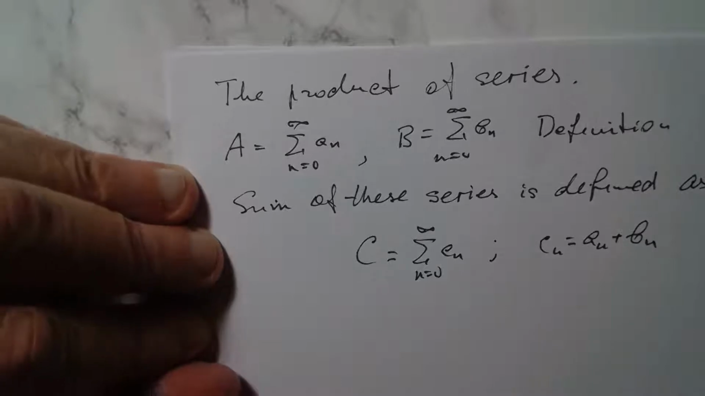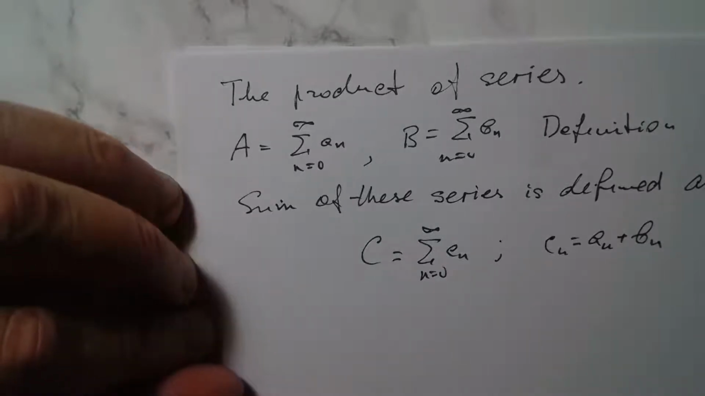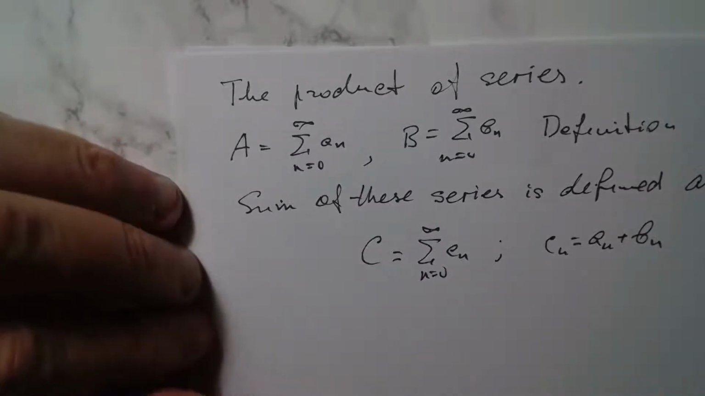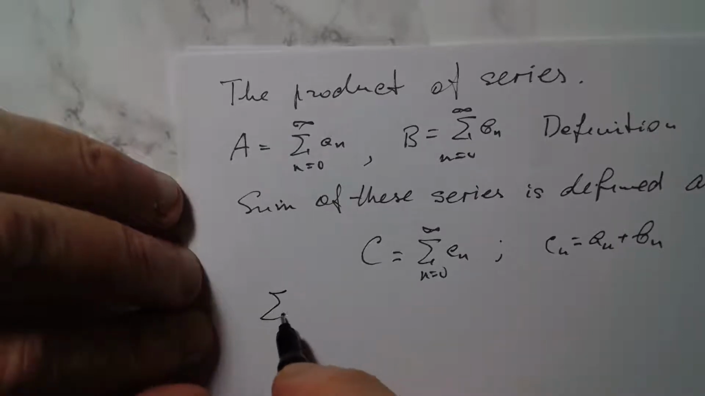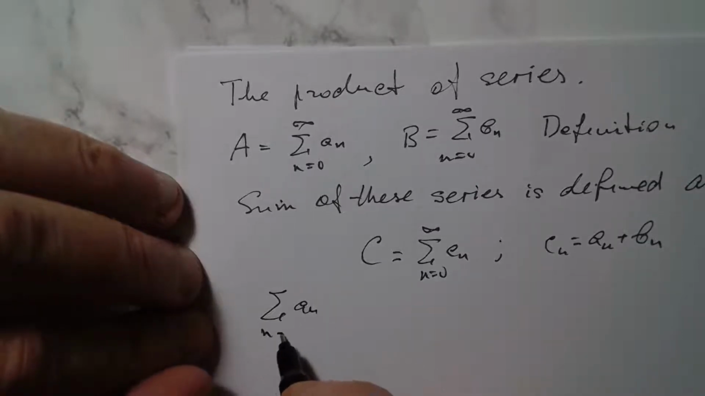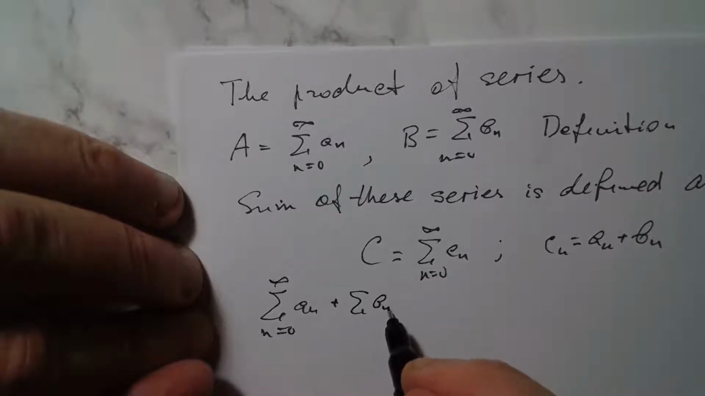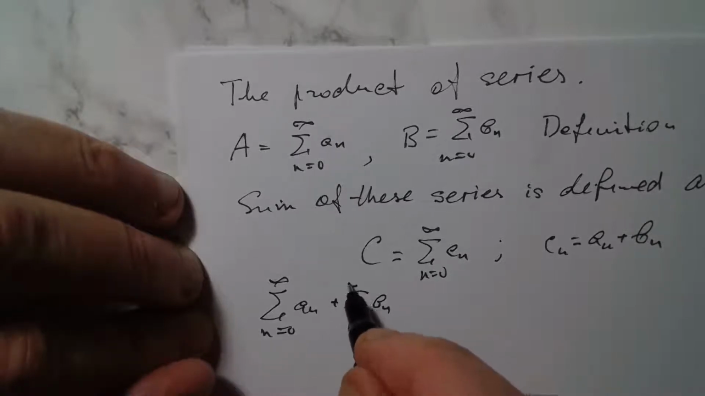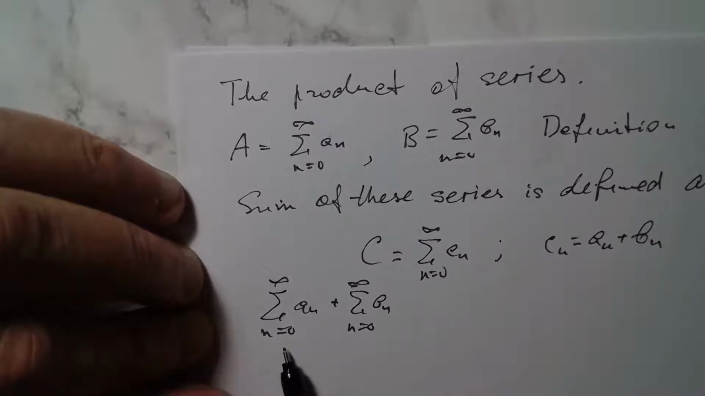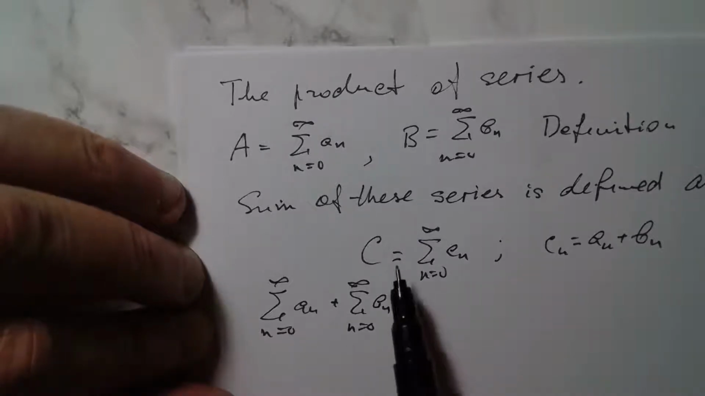I know mathematicians are a little bit anal retentive, but there is a little bit of a point to it. The sum of An, n from 0 to infinity, plus the sum of Bn, n from 0 to infinity, is not really the sum of the series because these are not the series. So these are the series and these are not.